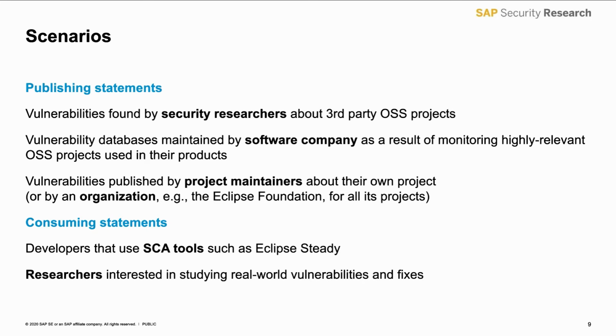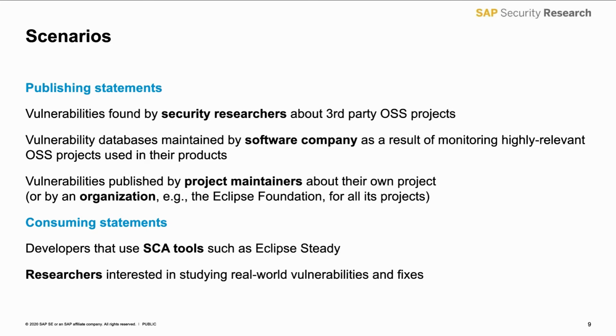Finally, a very natural way to apply Project KB in practice and to make it useful is to have project maintainers themselves publish information about their own projects as statements. Basically, individual projects or even organizations like the Eclipse Foundation could have a central place where they would put all the advisories about the projects they control. And these advisories would be not only plain text as they are right now, but they would also contain precise statements about the fixes to those vulnerabilities.